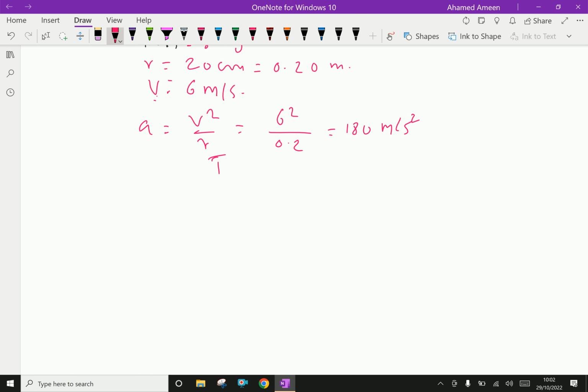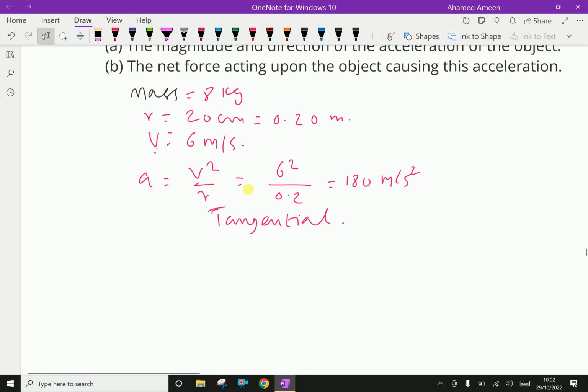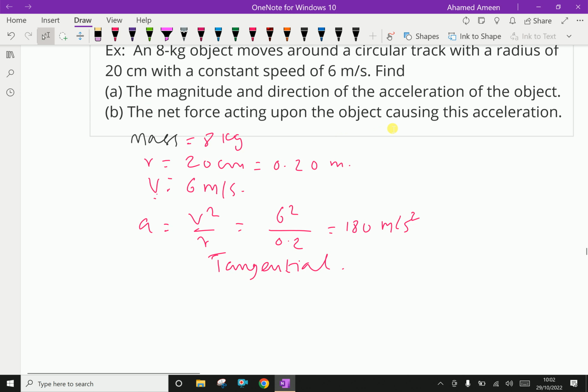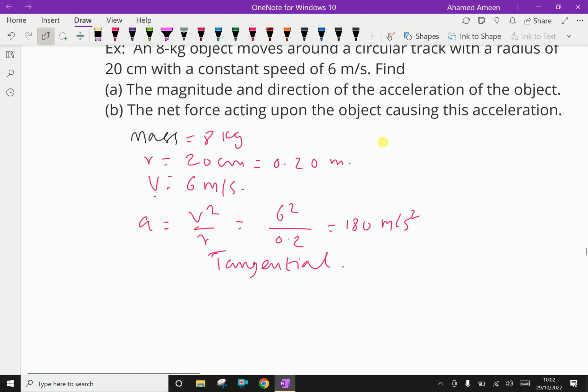Here the acceleration is tangential. That means a straight line which touches the circle and is perpendicular to the center at the point of touching. Next, here the net force upon the object causing the acceleration.